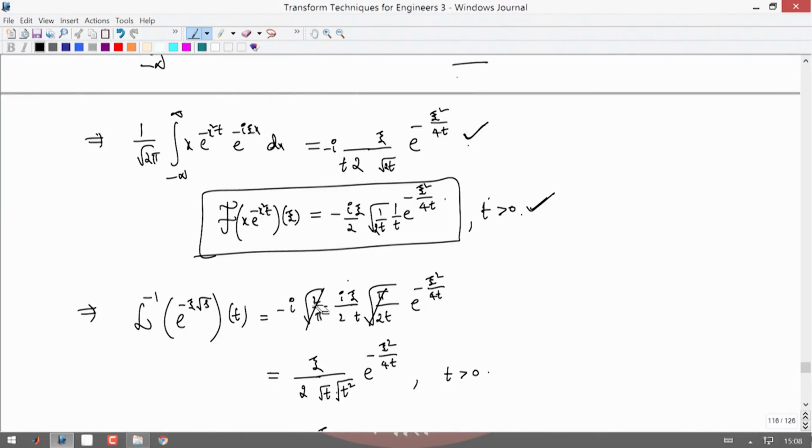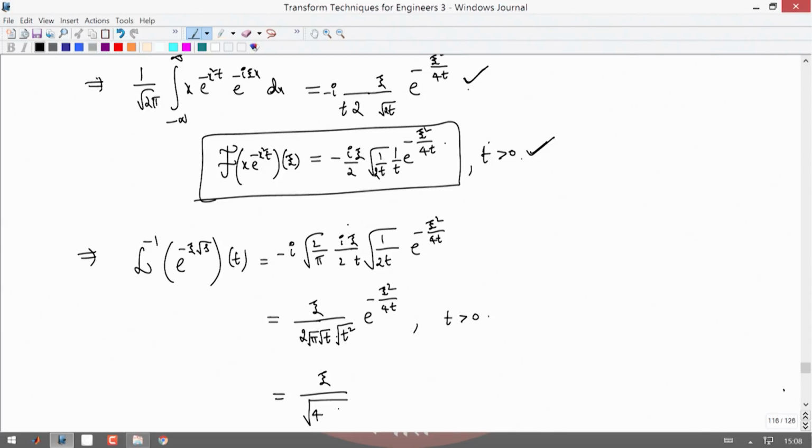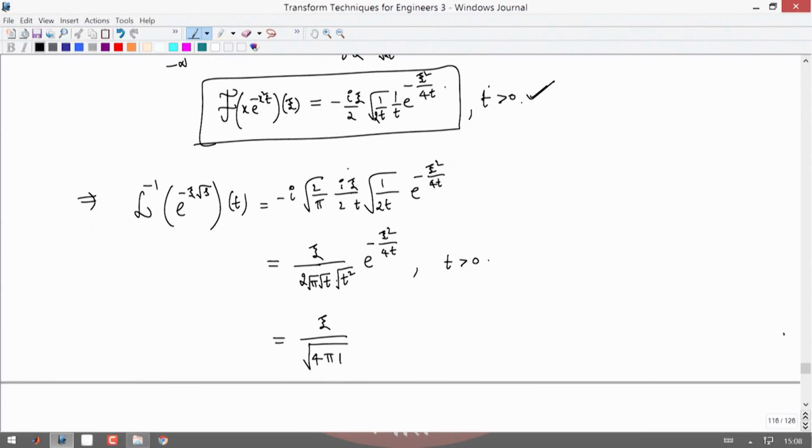So, if you use this, what I have is instead of pi I have 1 by 2t, i xi by 2t into this one. So, this is exactly what you have. So, now if you do this, i times minus i is 1, and you have root 2 goes, and 2 comes down, and you also have root pi here, and root t I can write as t square. So, finally, you end up getting xi by 4 pi t cube e power minus xi square by 4t, t is positive. So, this is exactly your Laplace inversion of e power minus xi root s of t.